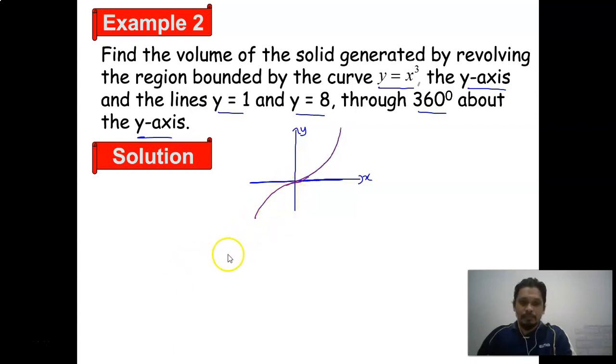Now, the region bounded by the curve y equals x cubed. So this is the graph, y equals x cubed, the y-axis, y equals 1 until y equals 8. So this is the area that we're going to rotate 360 degrees about the y-axis.